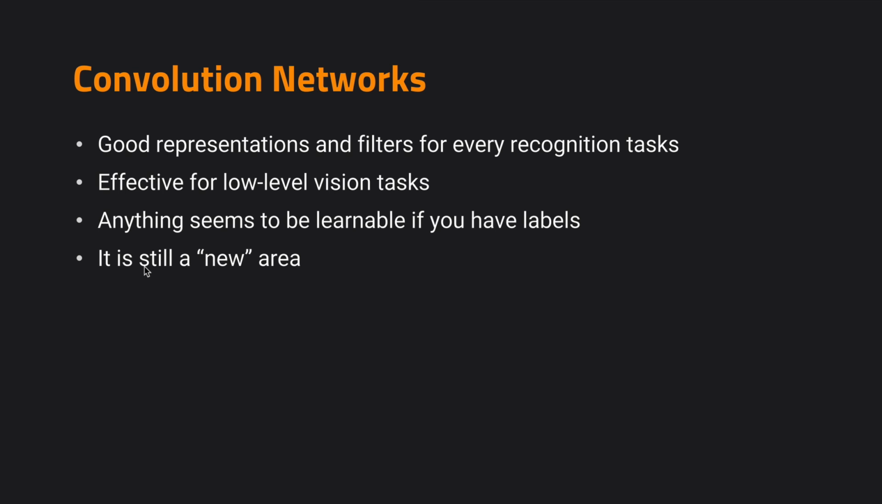And slightly surprisingly, convolutional network techniques are also effective for low-level vision tasks like super resolution or some other image enhancement tasks. And overall, it seems that everything is learnable if you have labels or you have supervision. And this has become a gold rush for the computer vision research community during the past almost a decade. And it seems that we are still mining valuable stuff from this deep learning technique.